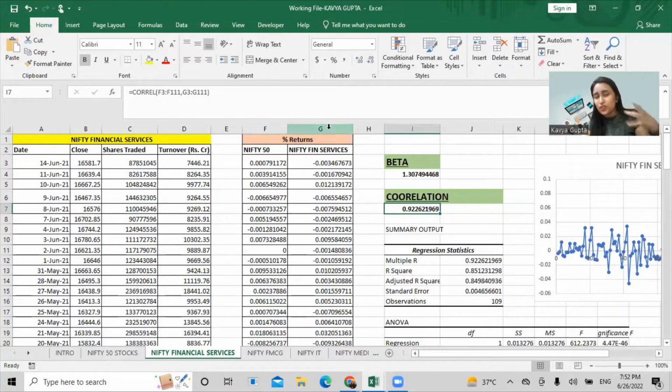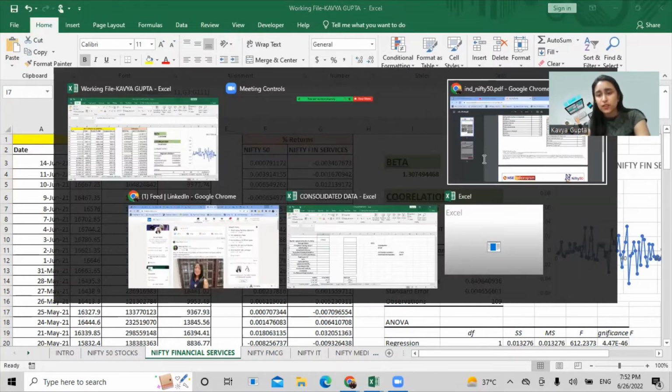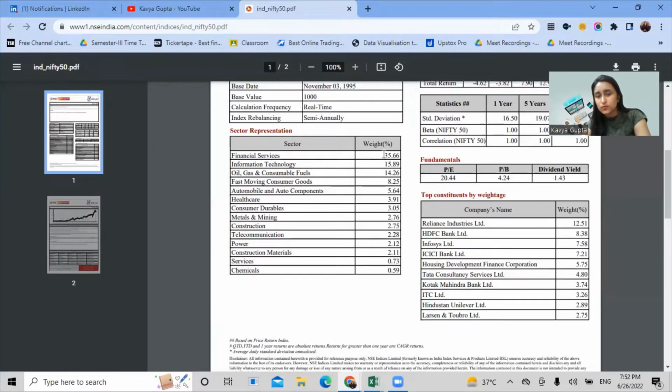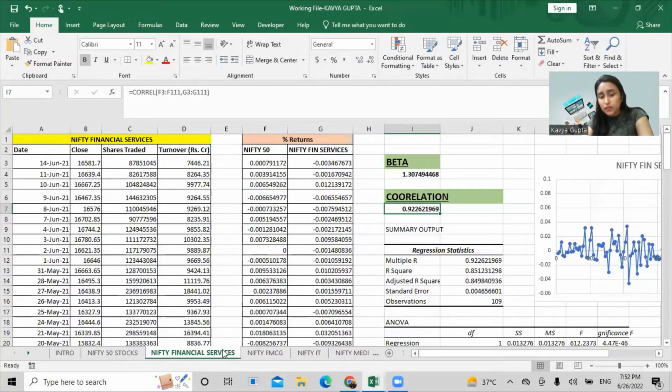And let's just revise that. Anybody, can you tell me what weightage does Nifty financial services have in Nifty 50? You can check here if you want. So it's close to 35.6%. Okay. Now, after Nifty financials, we have Nifty IT.